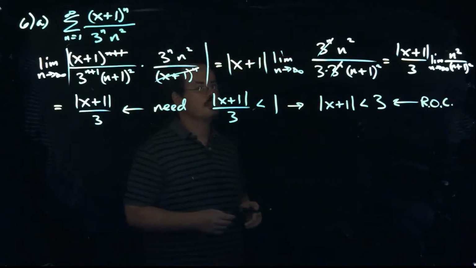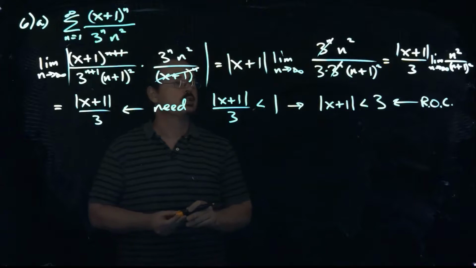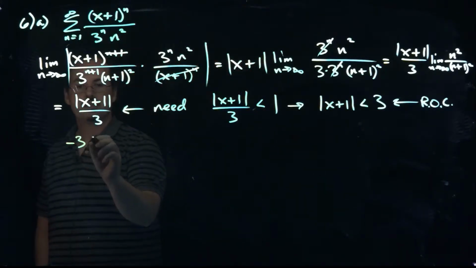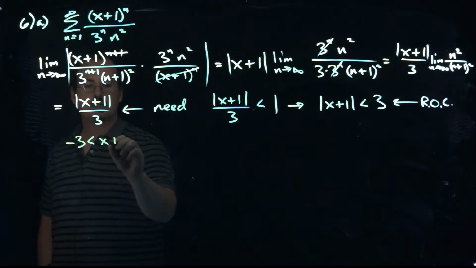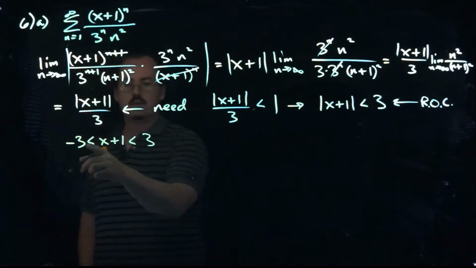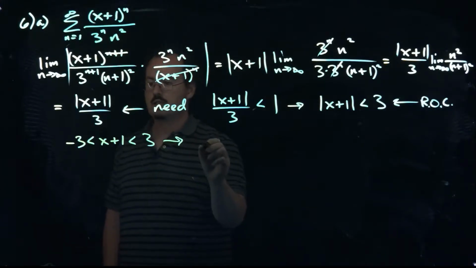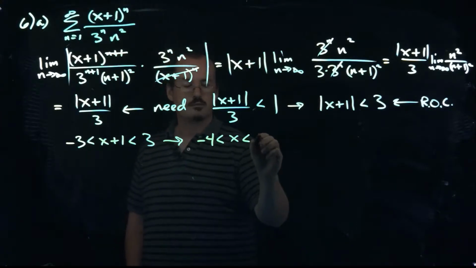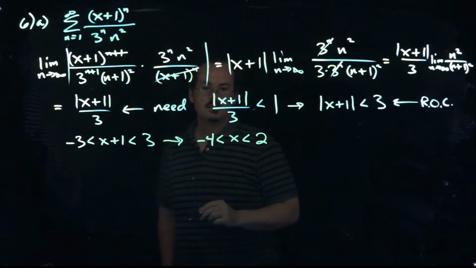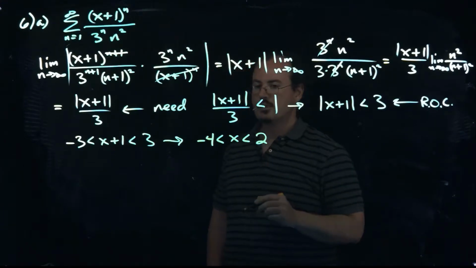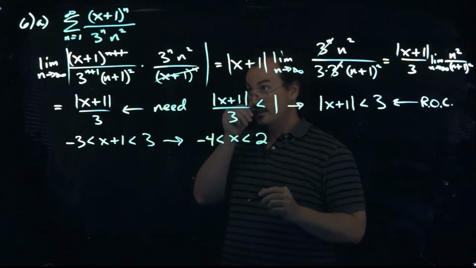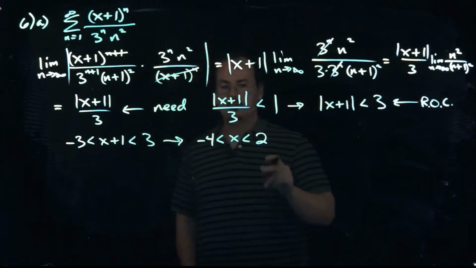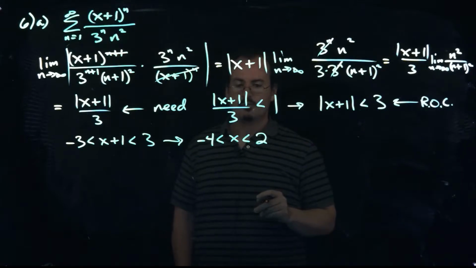And we're also asked to find the interval, so we're going to have to go a little bit farther on this. We'll go ahead and rewrite this as a compound inequality. We'll say it's minus 3 less than x plus 1 less than 3. If I subtract 1 from everything on that inequality, then I'm going to get minus 4 less than x less than 2. So this is the interval of convergence from minus 4 to 2. But remember that the ratio test does not tell us what happens at the endpoints of this interval. So the next step is we're going to have to figure out what happens at those two endpoints.